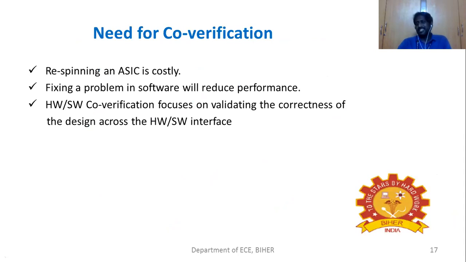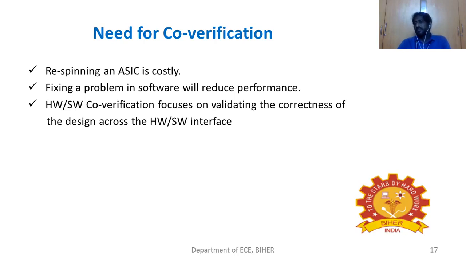So what is the necessity? Why do we go for co-verification? Because respinning an ASIC is the costliest one, because ASIC, application specific integrated circuit, is the hardware part. So respinning is always the costliest one, so we need to go for a co-verification process. And fixing a problem in software will reduce the performance. All the software related things also reduce the performance. Unnecessary loops are there, and unnecessary functions, and time consuming loops are there.